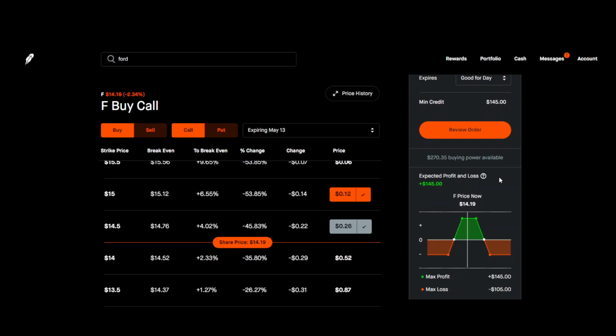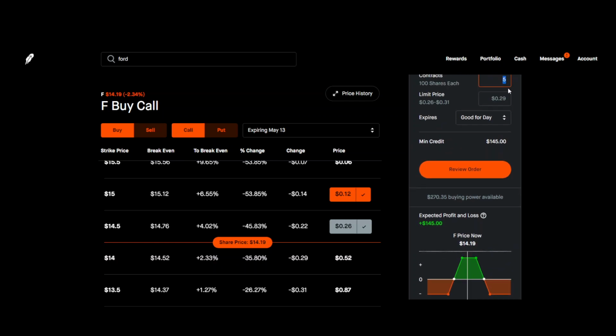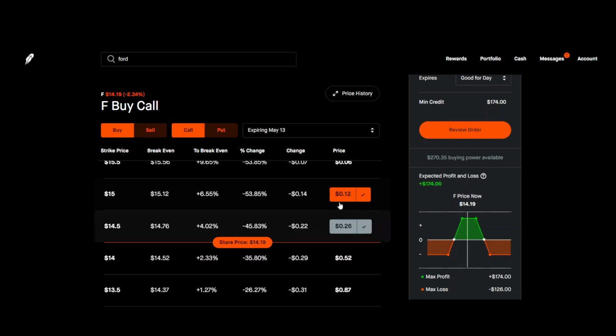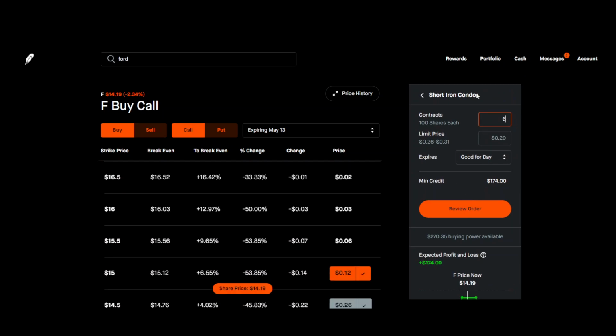So you can see over here, for example, we might make this at 6 just so that we can break the $170 price point. So you can kind of see right here exactly where Ford has to be for these profits to happen. And so this is, like I said, called a short iron condor.